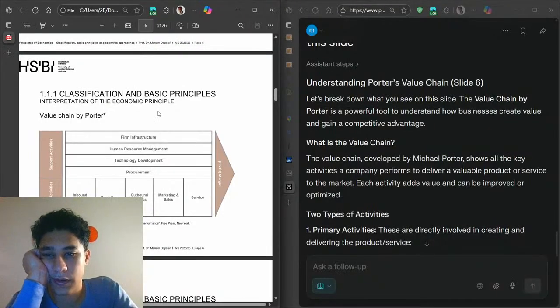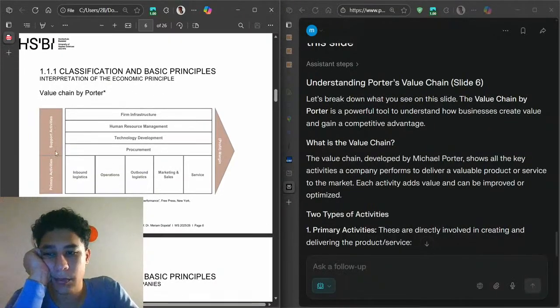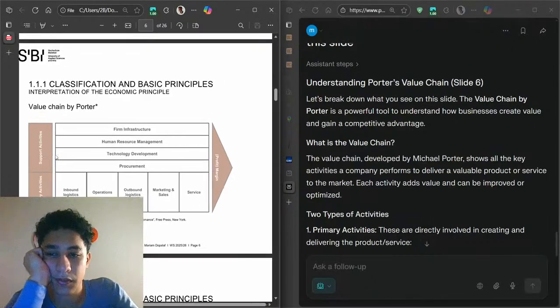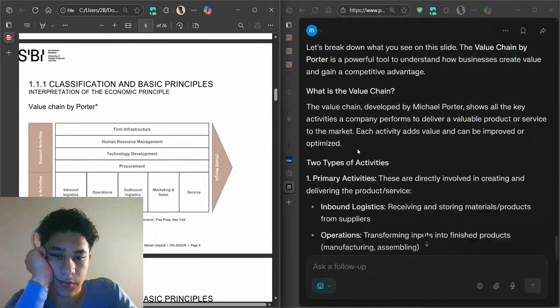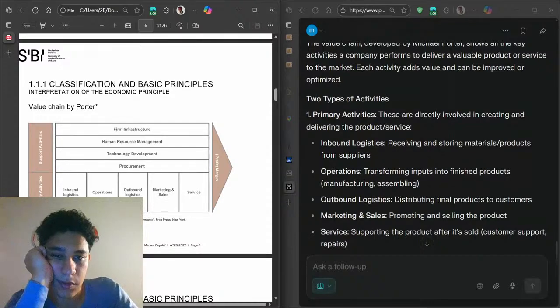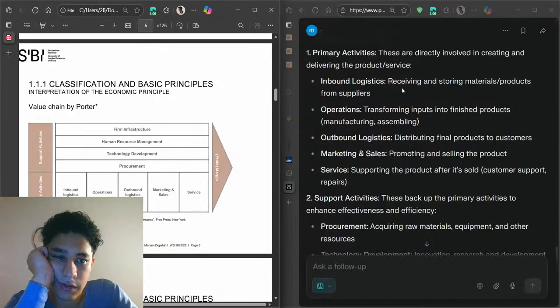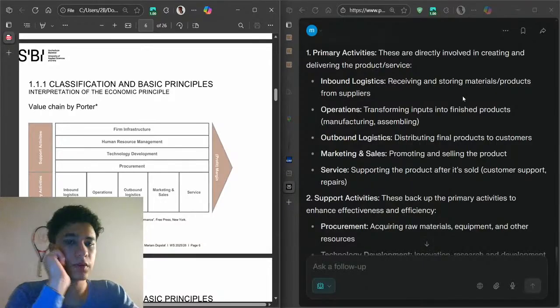Classification and basic principles. Support activities and primary activities. Two types of activities. The primary activities are directly involved in creating and delivering the product or service, like inbound logistics, operations, outbound logistics, marketing and sales, and services. Inbound logistics is receiving and storing materials, product.